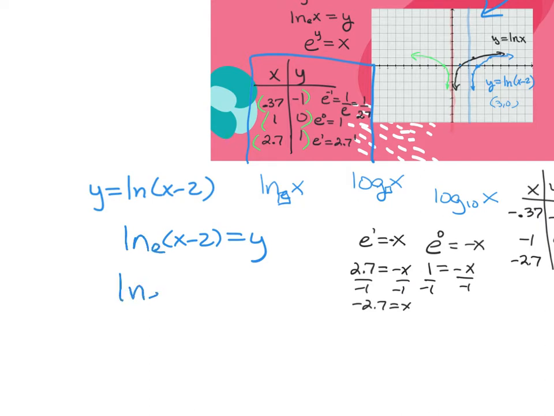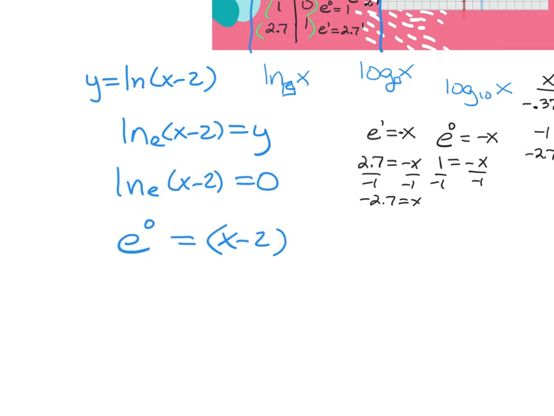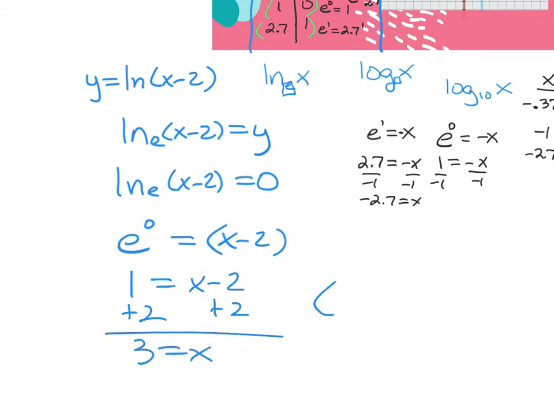I'm going to plug in 0 for y. So now I'm going to turn it into base e. So e to the 0 power equals x minus 2. e to the 0 power is 1. Add 2. 3 equals x. So my x-intercept is at the ordered pair 3, 0, because remember, you plugged in 0 for y. So that's how you find the x-intercept on that one, and the domain and the asymptote.